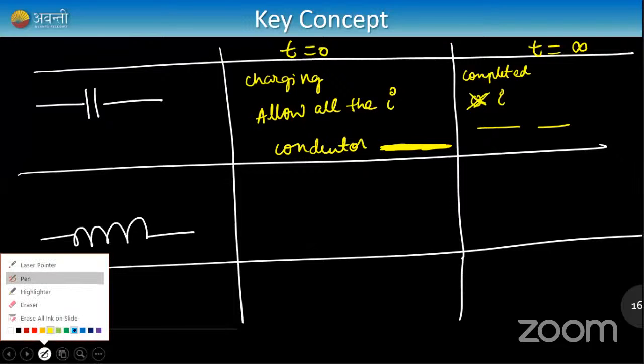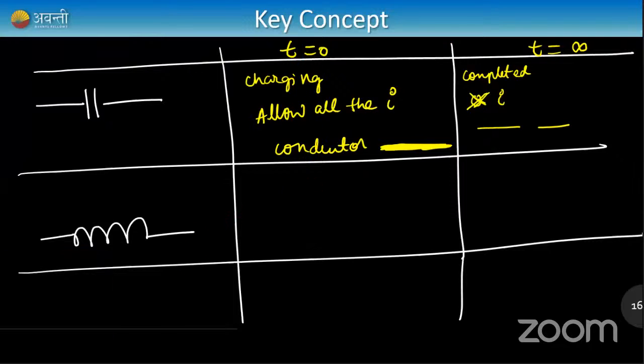And later on, we will come back to the inductor. What happened to the inductor at time t is equal to 0? At time t is equal to 0, we know that the inductor will always oppose the current.